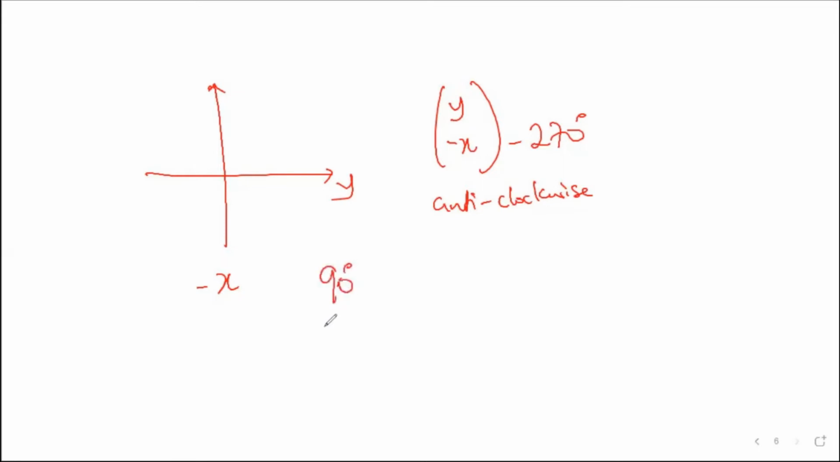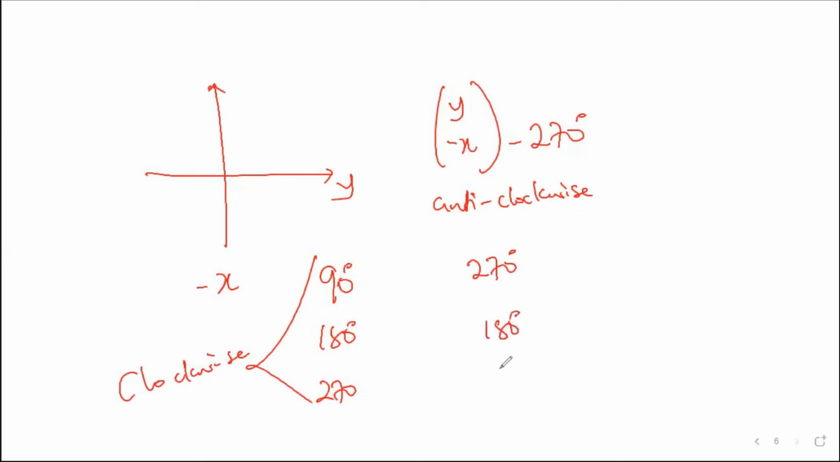So we have 90 degrees, 180 degrees, 270 degrees, and thus the clockwise direction. And so it is the opposite side for the anti-clockwise. So this is 270 degrees, 180 degrees, and 90 degrees, and thus is the anti-clockwise direction. You get it? The reading for 90 degrees clockwise is 270 degrees anti-clockwise direction. The reading for 180 degrees is the same. The reading for 270 degrees clockwise is the same as 90 degrees anti-clockwise.